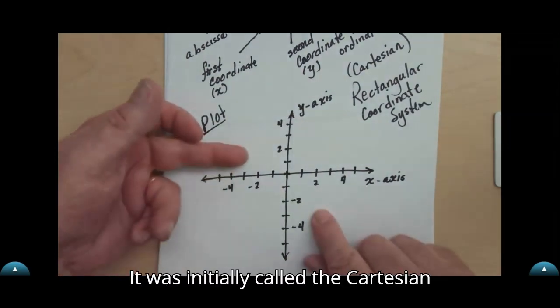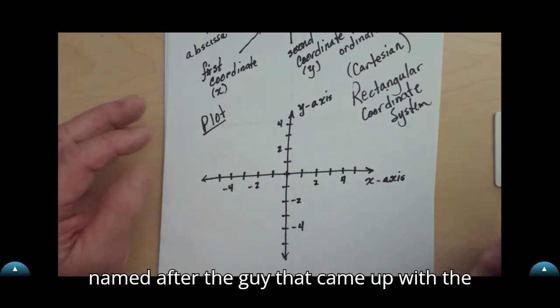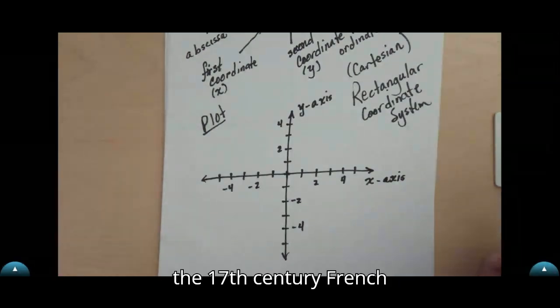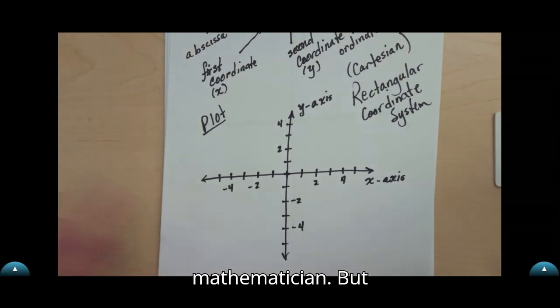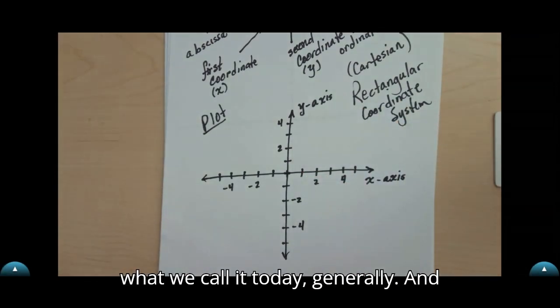It was initially called the Cartesian coordinate system, simply because it was named after the guy that came up with the idea. That was René Descartes, the 17th century French mathematician. But rectangular coordinate system, that's what we call it today, generally.